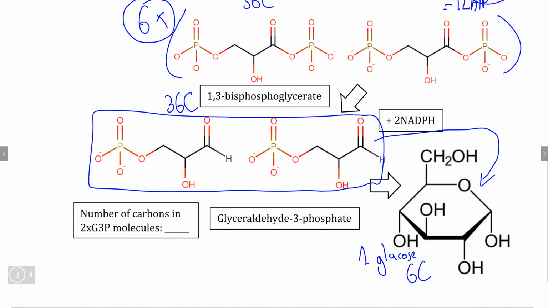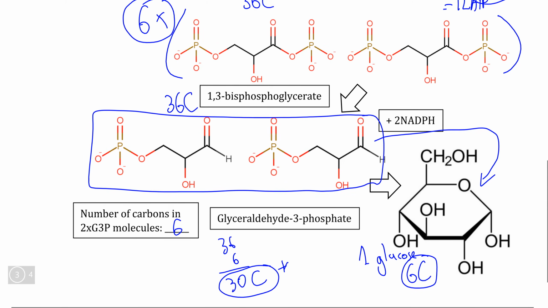And if we were to take, because glyceraldehyde 3-phosphate is a 6-carbon molecule here, if we were to take 6 carbons away from the 36 carbons worth of glyceraldehyde 3-phosphate, we would have a total of 30 carbons left over. Now, why is this number here significant?